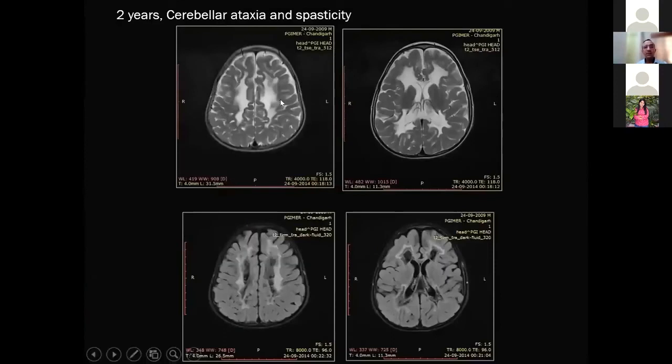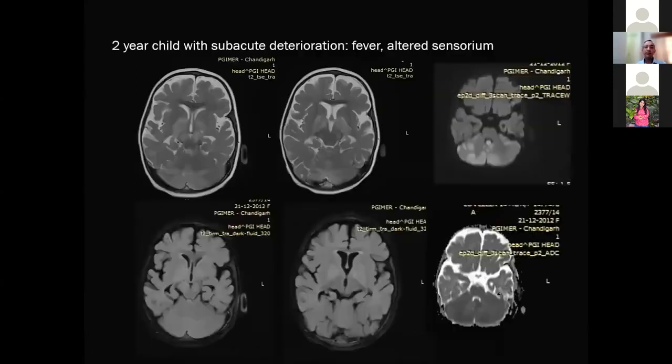Another case, a 2-year-old with cerebellar ataxia and spasticity. Here the pattern of involvement is bilateral symmetrical periventricular white matter. In addition, there is FLAIR suppression suggestive of cystic changes. The characteristic imaging and the clinical findings help in making a diagnosis of vanishing white matter disease.